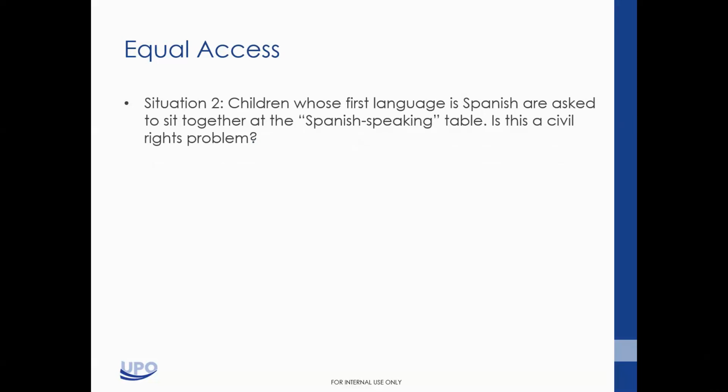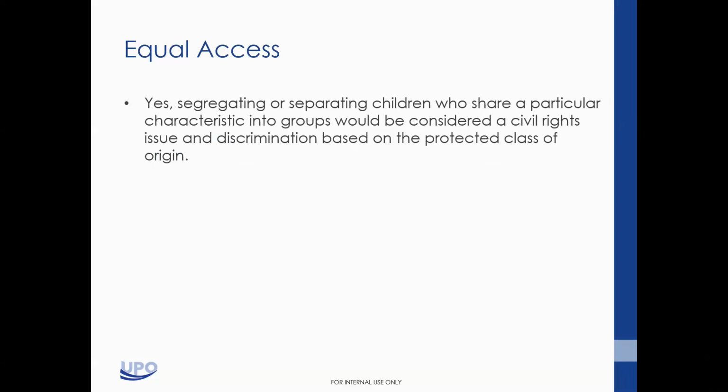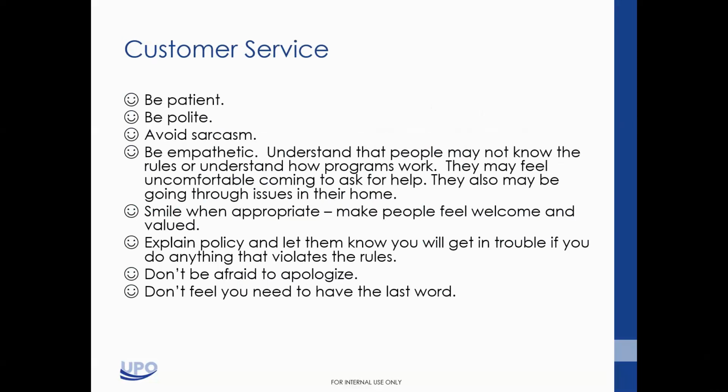Situation 2. Children whose first language is Spanish are asked to sit together at the Spanish-speaking table. Is this a civil rights problem? Yes. That is segregating, or separating, children who share a particular characteristic into groups, which would be considered a civil rights issue and discrimination based on the protected class of national origin. So we do not want to ever separate kids based off of their race, the language they speak, or gender, whatever.